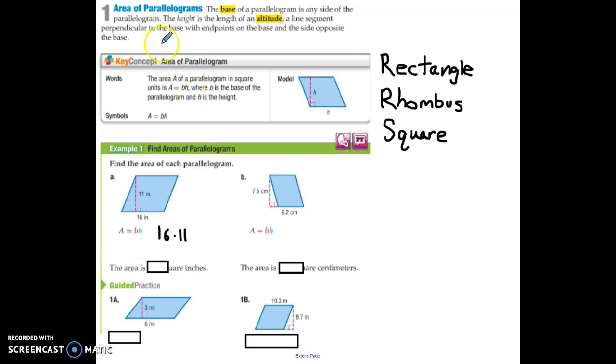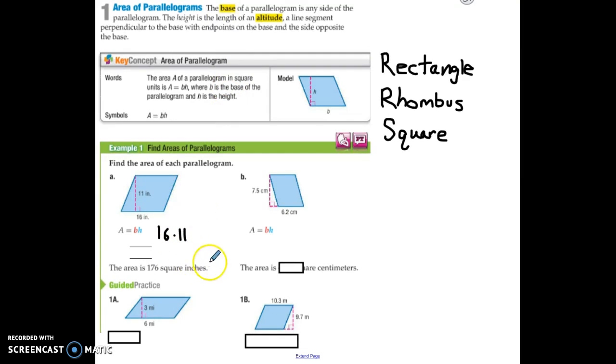So in order to find the area, I'm going to do 16 times 11, and that gives me my area right there, 176. And our label is square inches. So we're saying 176 one-inch by one-inch squares can fit inside this parallelogram. How we'd write that, if you didn't want to write it out the long way, is 176, and this represents square inches, with a little inches with a 2 above it, an exponent.